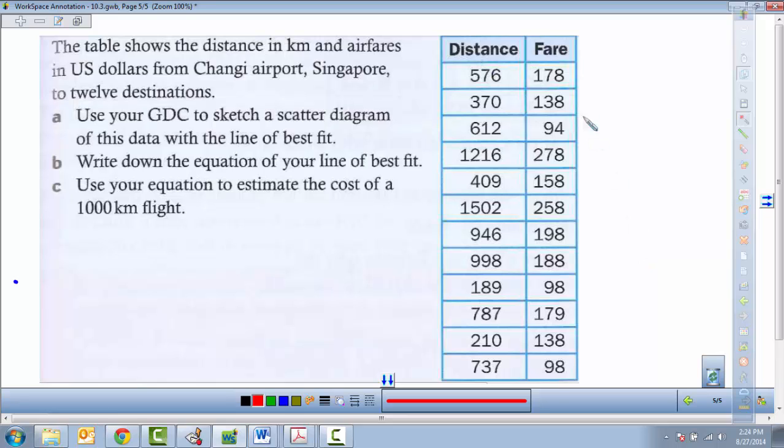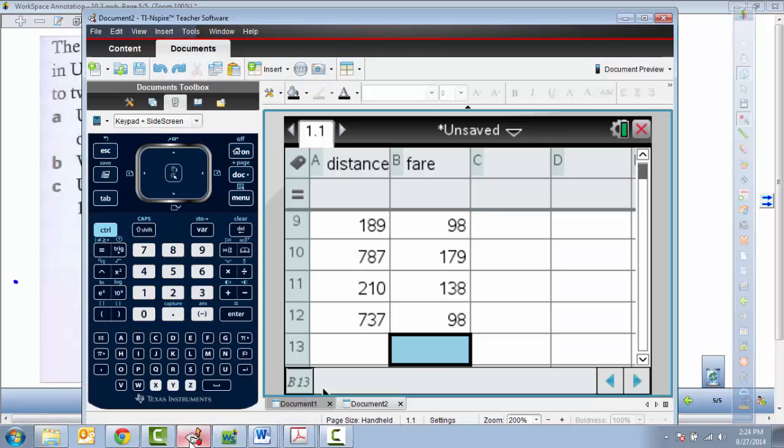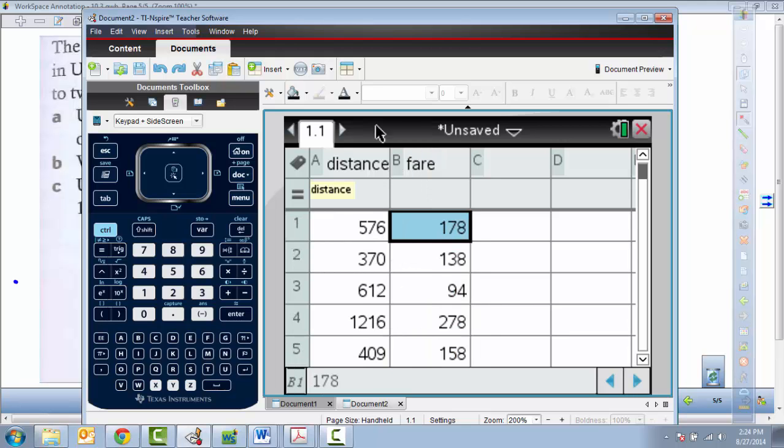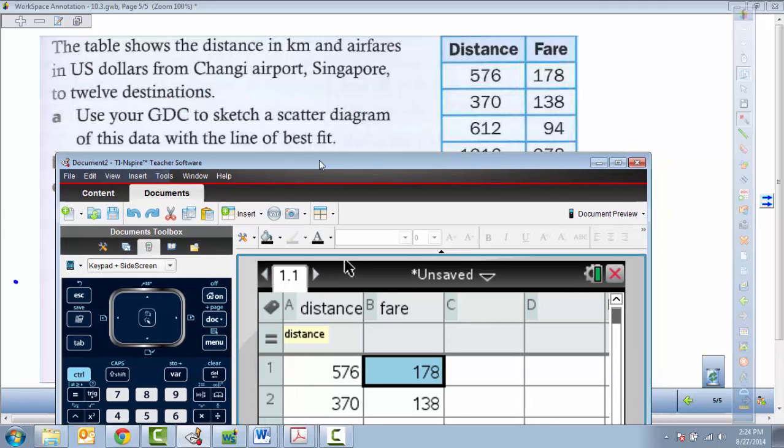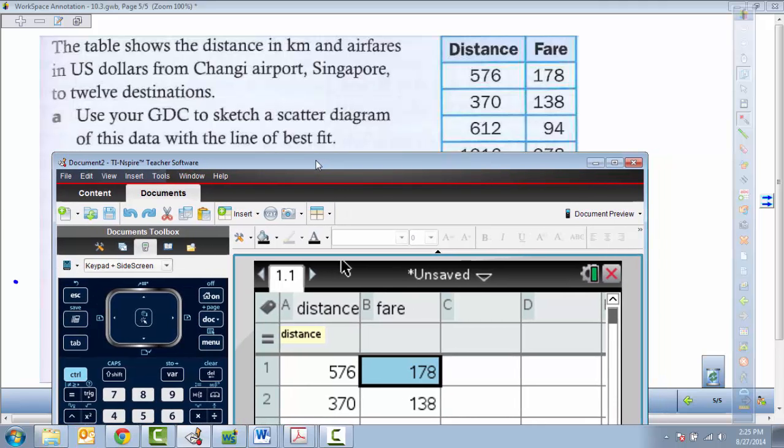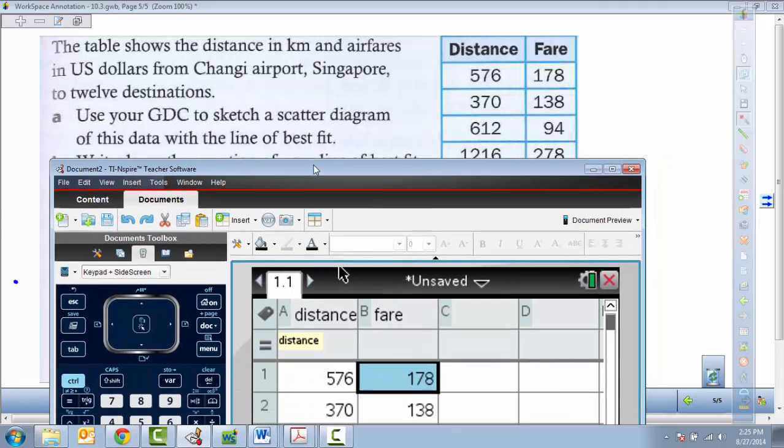So take a moment and take this data table and get it input into your list and spreadsheet. Okay, so you should have it here. There are 12 data points. We've got the distance and the fare. It says use your GDC to sketch a scatter diagram with the line of best fit.